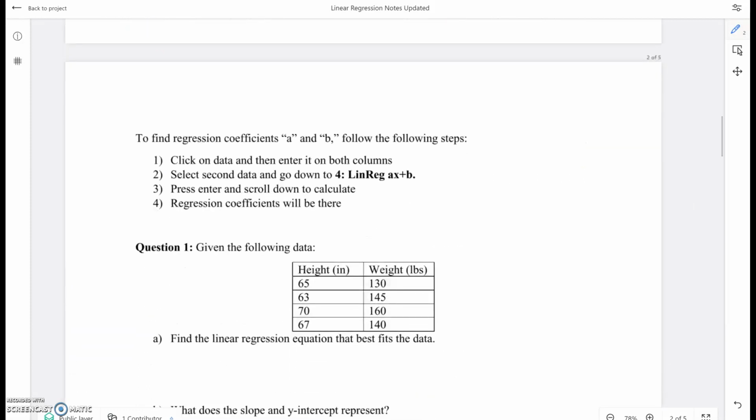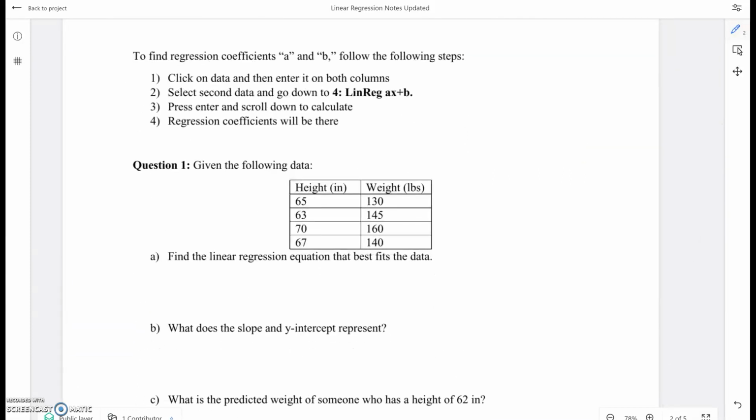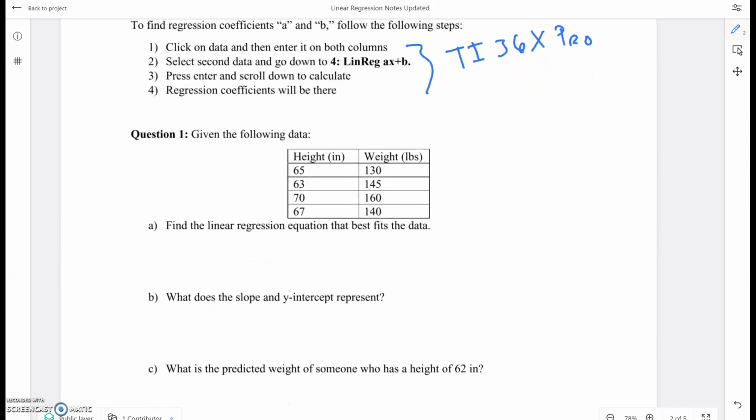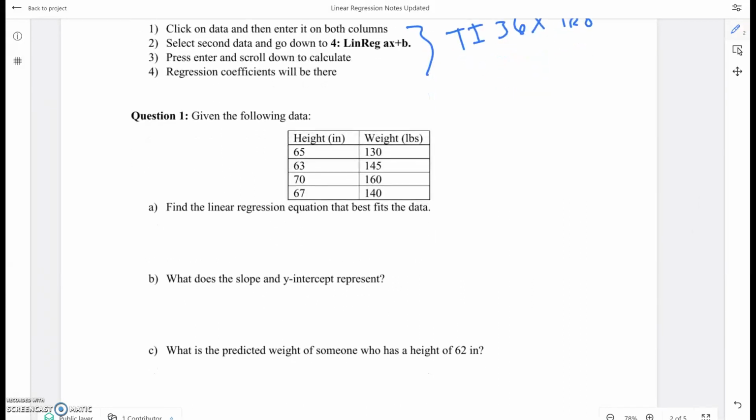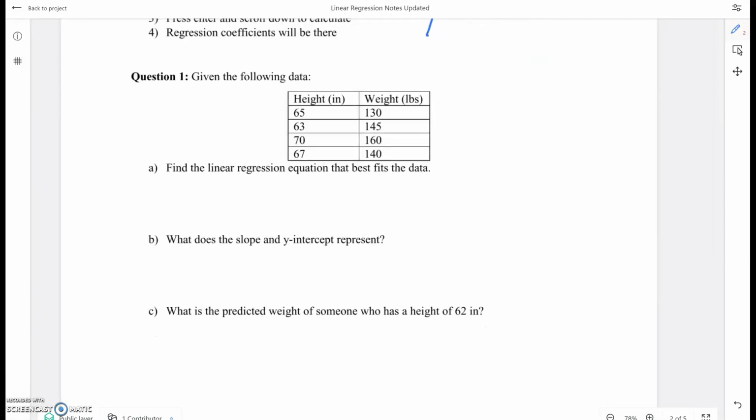Here I gave you a couple of directions on how to find the regression coefficients a and b. This is only for the TI-36X Pro. So go ahead and do it. In this video, I will do it using the graphing calculator. Okay, so let me jump right into the problem, so that you can see how we calculate a and b. Given the following data, we have 4 observations, 2 different variables.